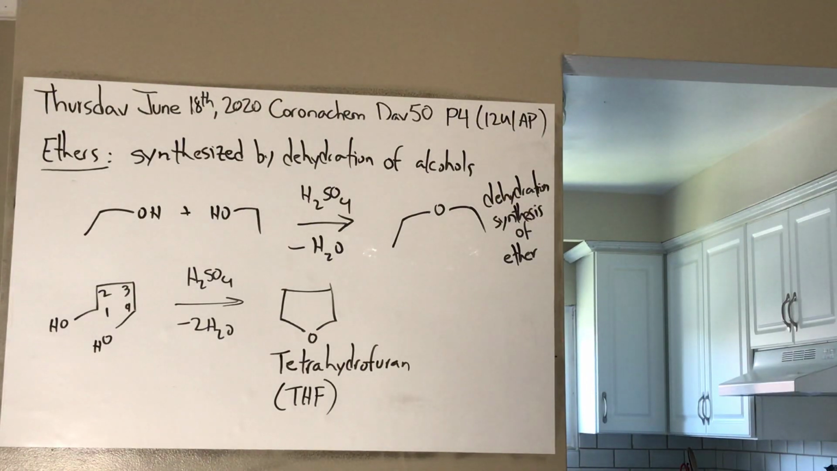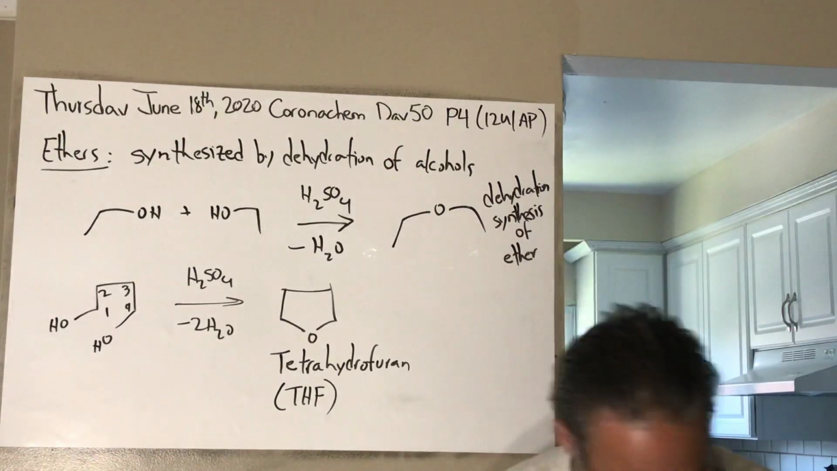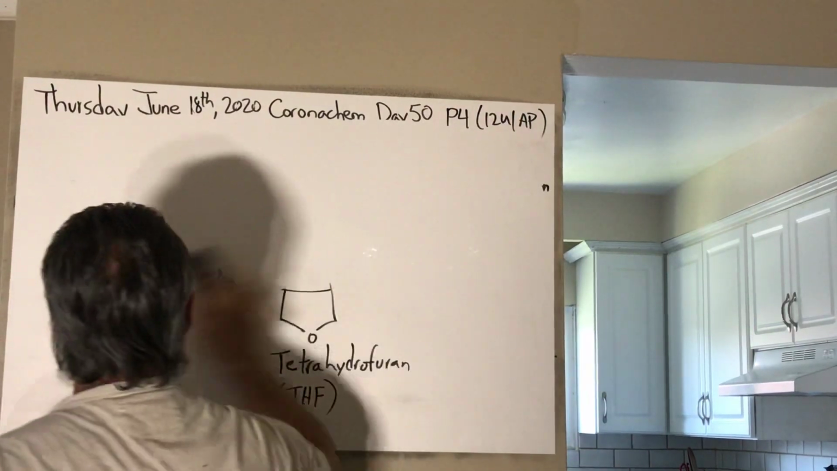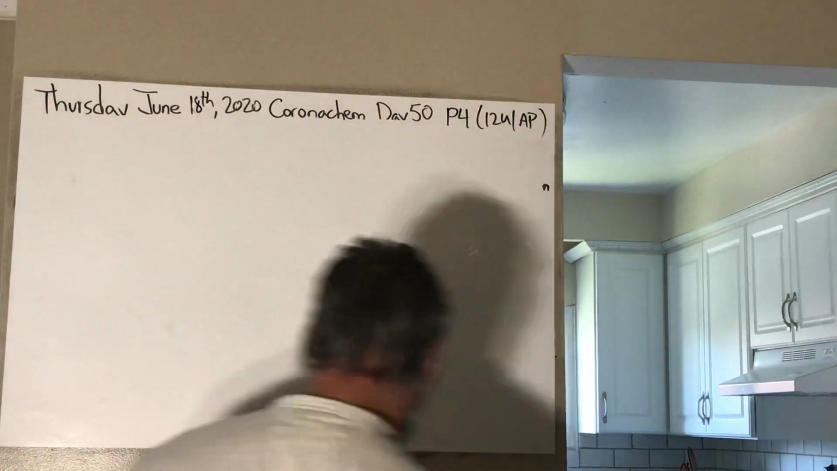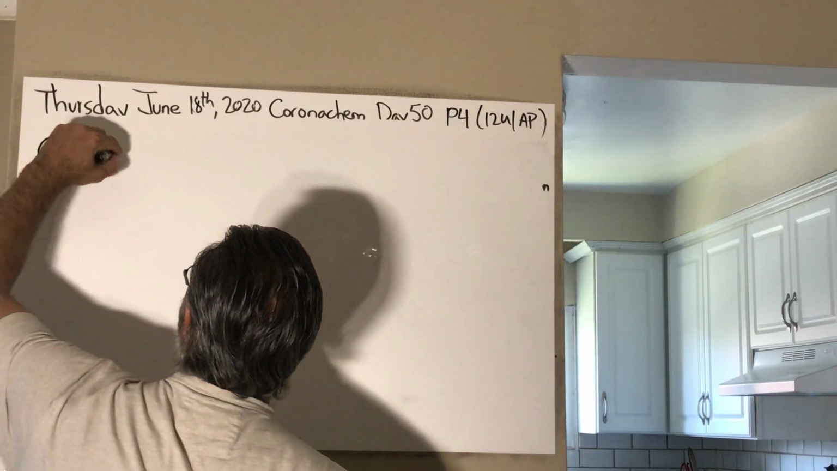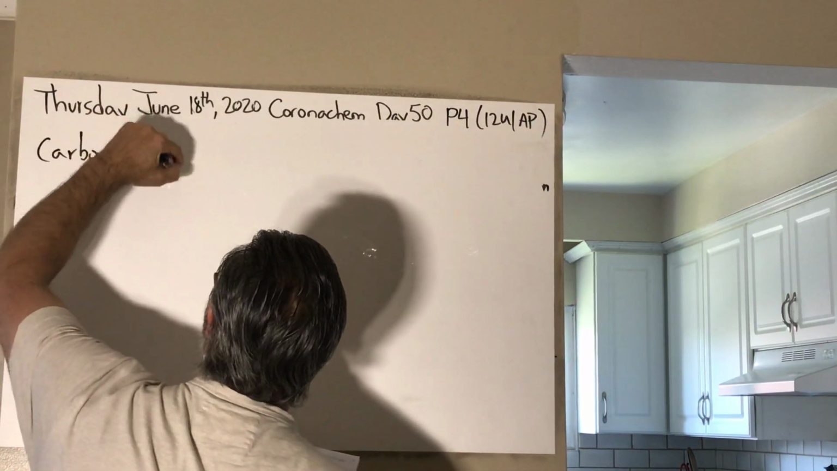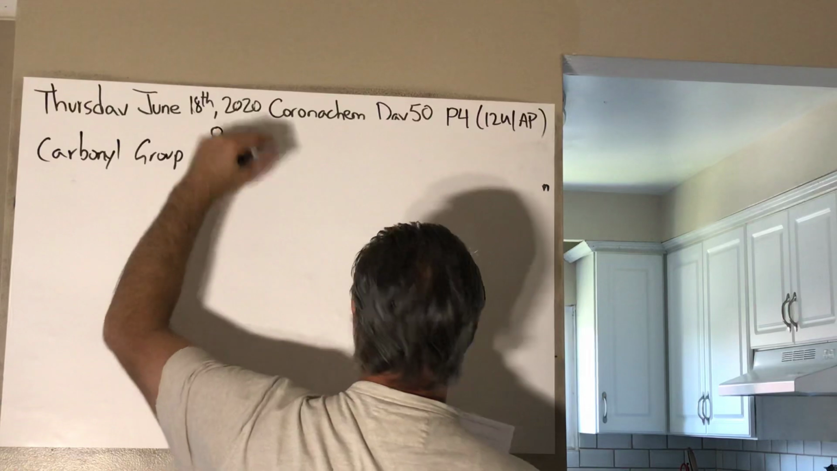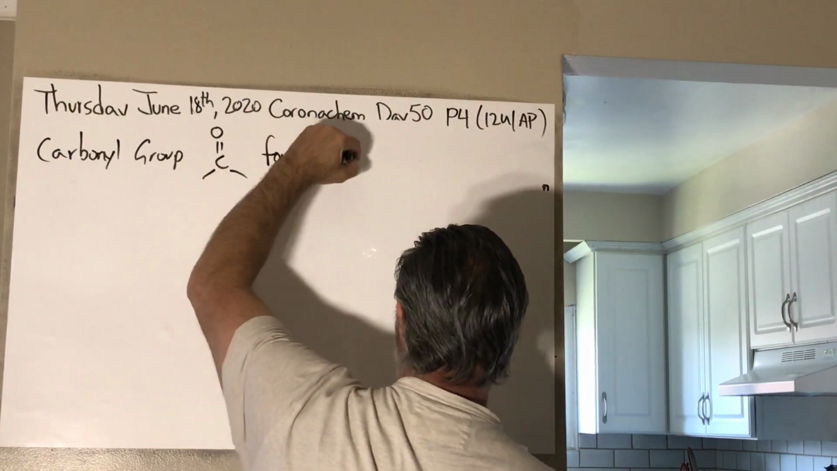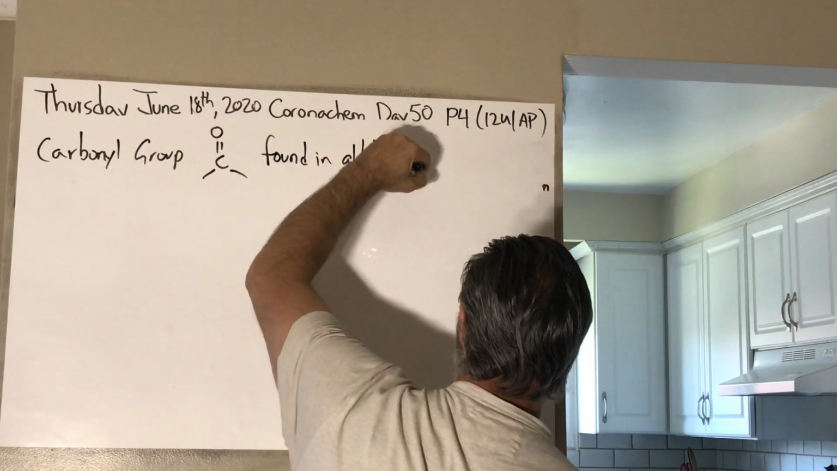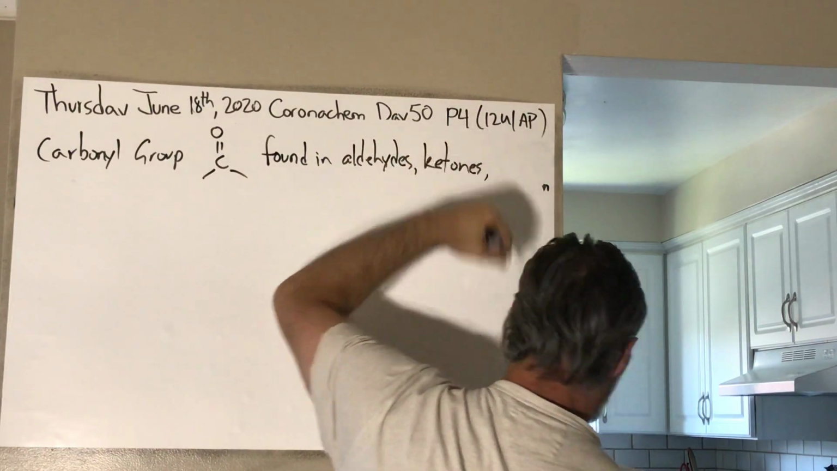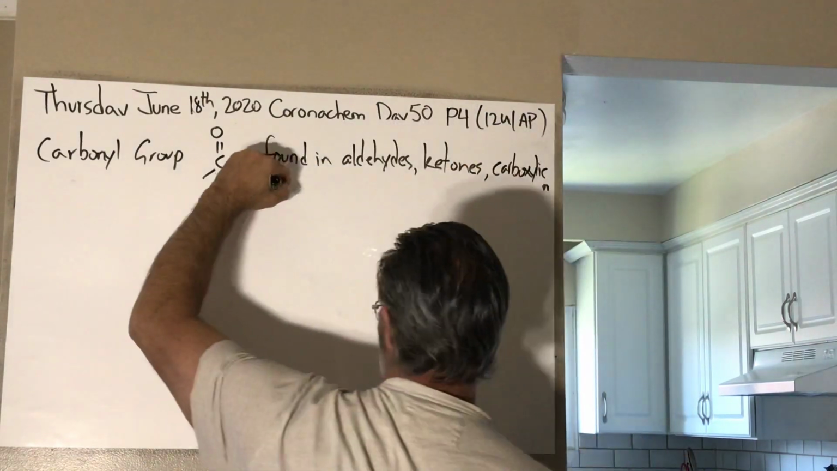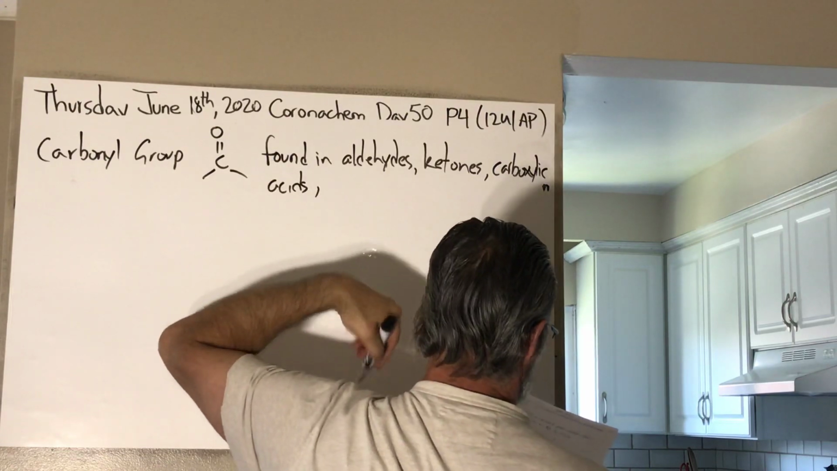All right, so the next thing is the carbonyl group. Carbonyl group is very useful synthetically for making all kinds of interesting things. Carbonyl group is anything with a C double bond O on it, and then you can have 2 R groups or less depending. It's found in aldehydes, ketones, carboxylic acids, and amides.